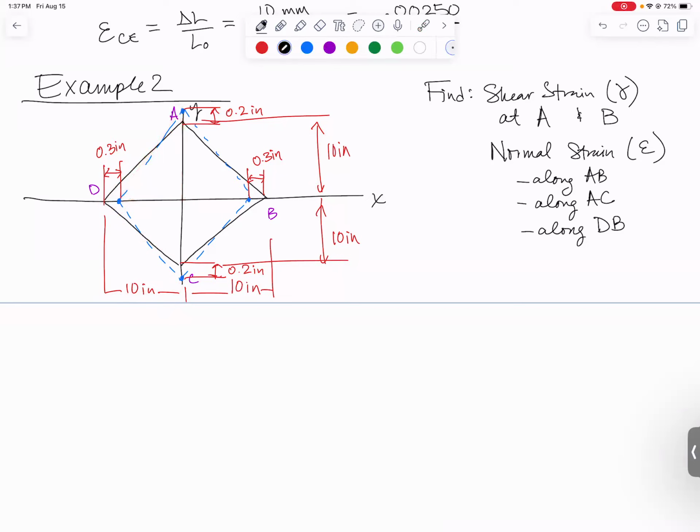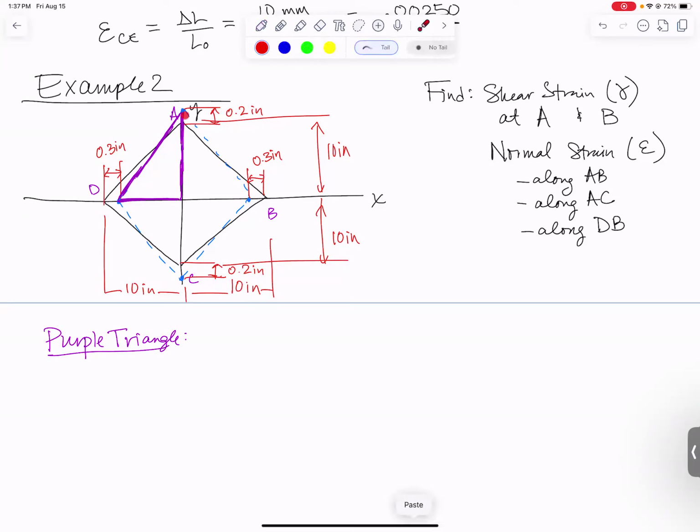And then what happened is we end up with this deformed triangle right here. So let me color that in a different color. I'm going to make this my purple triangle, and we're going to find out everything about the purple triangle and then use that to help us get some of those strains. What do I know about the purple triangle? Well, I know this vertical side right here, it's 10 inches plus 0.2. And this side is 10 inches minus 0.3 inches. So I know these two sides.